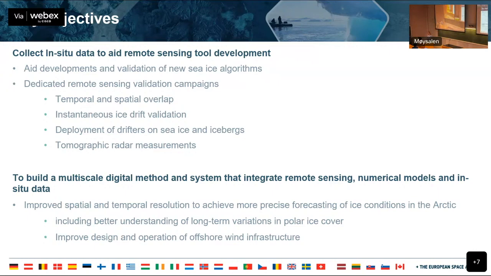But we also need to build multi-scale digital methods and systems that integrate remote sensing in numerical methods and in situ data to think about the large-scale pictures. And this is to improve a better understanding of long-term variations and also improve design and operations of offshore wind infrastructure.